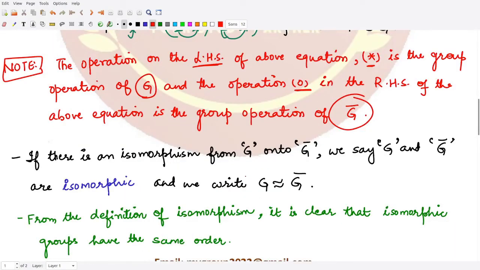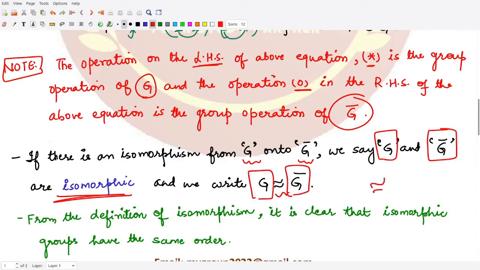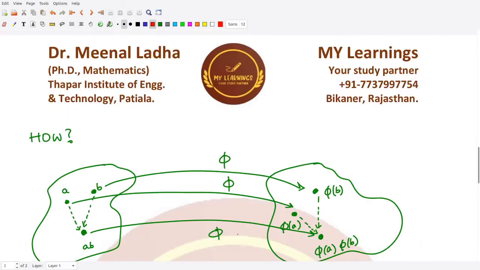Okay, so we say if there is an isomorphism from the group G to the group G bar, then the group G and the group G bar are isomorphic to each other. In notation we write G is isomorphic to G bar. This is the symbol for isomorphism, right? It is exactly the same symbol that we use for similarity or for defining equivalence classes, right? From the definition of isomorphism, it is also very clear that they have the same order. How is this so? To understand this, let's see this figure here.